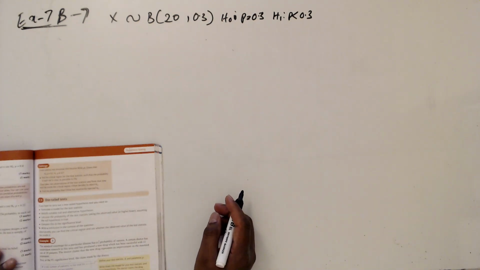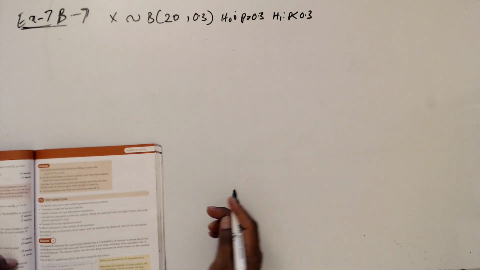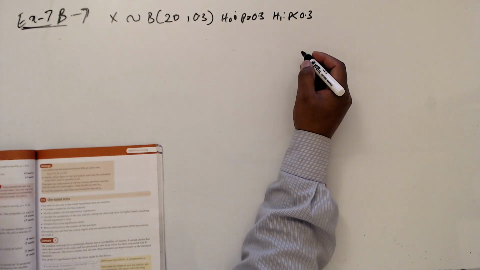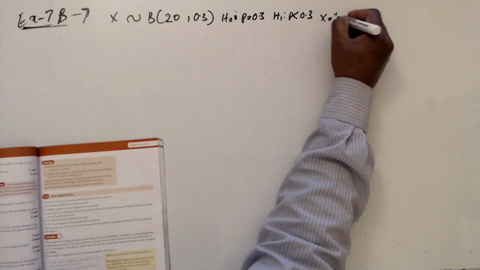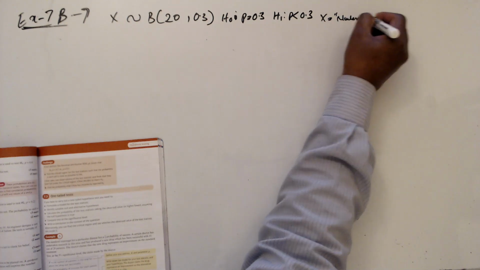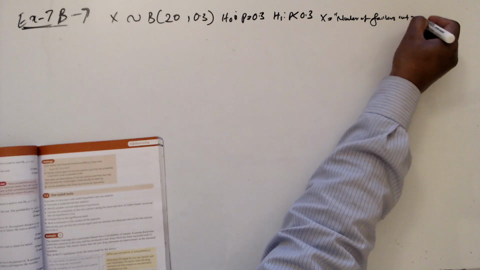So the first question: describe the test statistic. The test statistic is the number of failures. X is the number of failures out of 20.